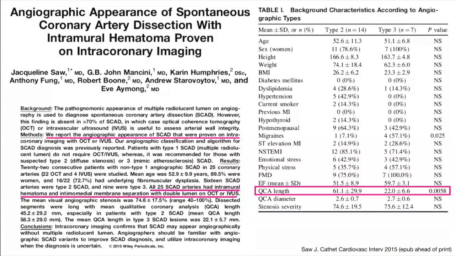So we've recently had this publication in CCI where we looked at 25 SCAD arteries which have been proven to have intramural hematoma on intracoronary imaging. And we went back and looked at the angiographic appearance. And indeed, these lesions are fairly long, especially the type 2 angiographic forms of SCAD, where the mean QCA length was 61 millimeters. The type 3 lengths that mimic atherosclerosis are a bit shorter at 22.